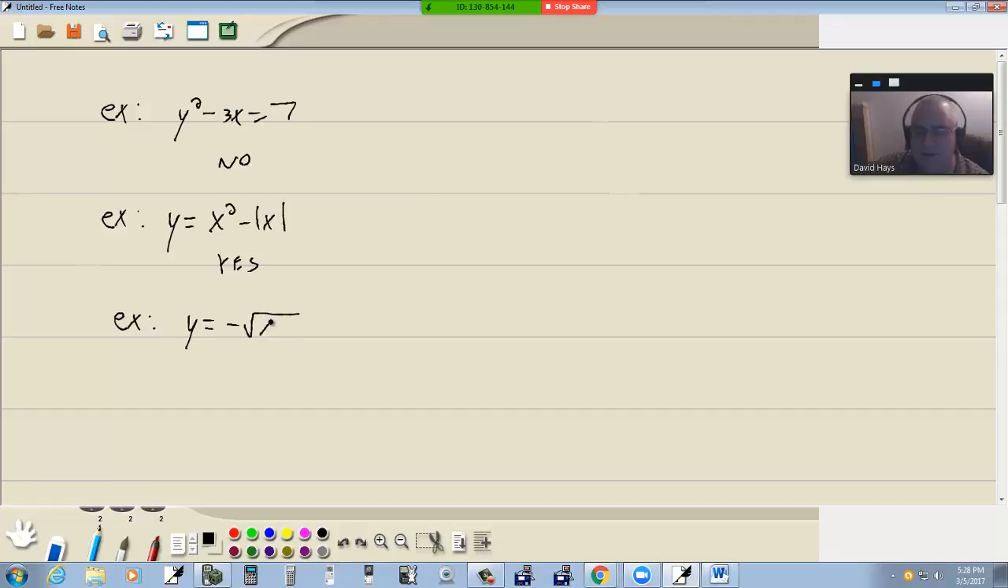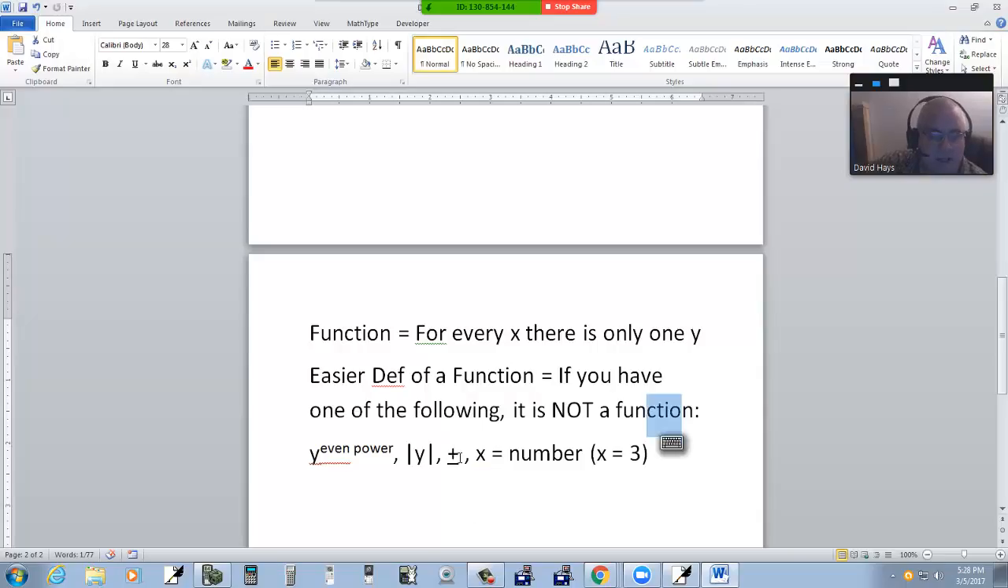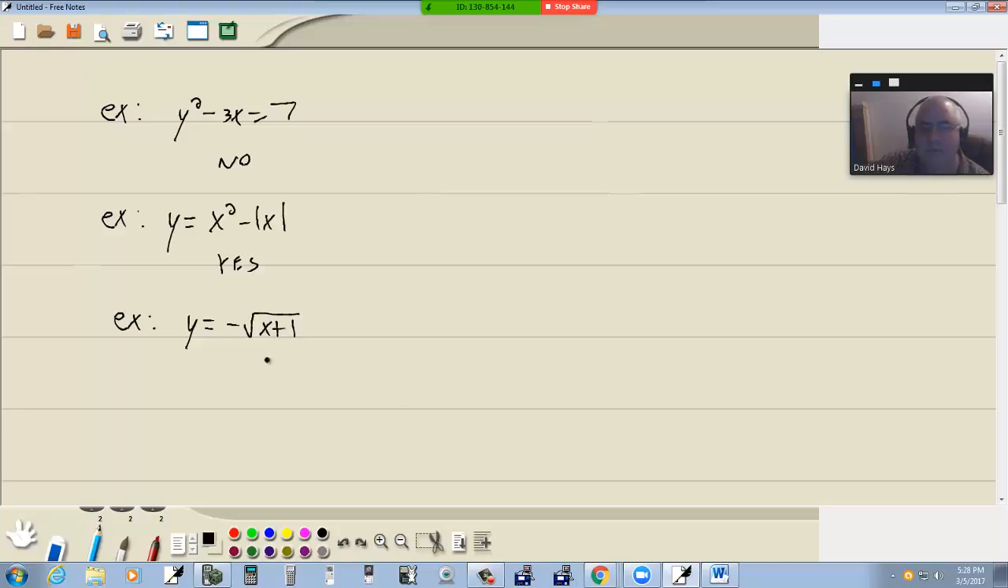Now if I have this, y is equal to negative square root of x plus 1. We didn't say anything about square roots. Now what this plus or minus symbol means here, you can have a plus, you can have a minus. You just can't have this plus or minus symbol. So this one would be fine. That's a function.